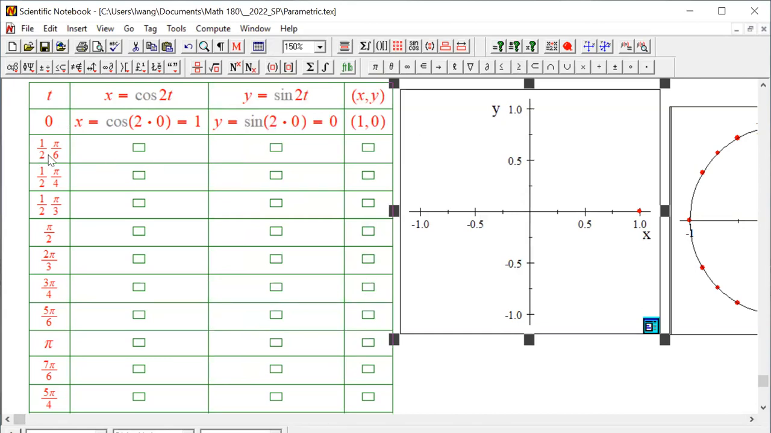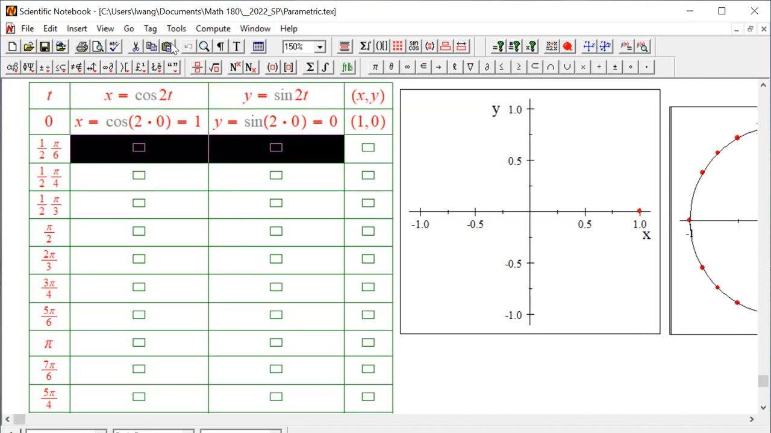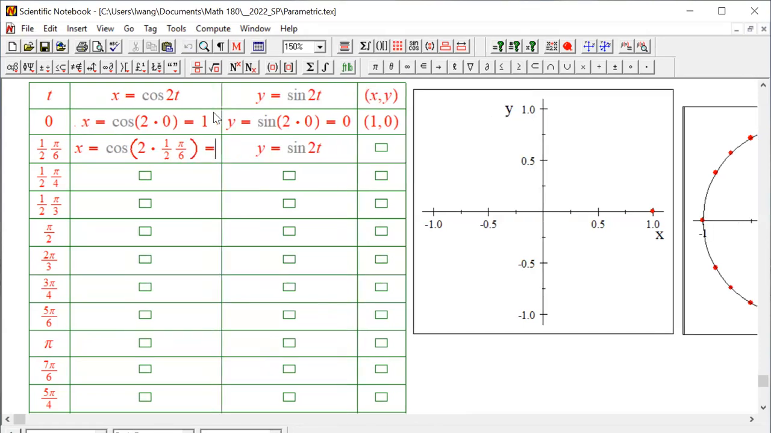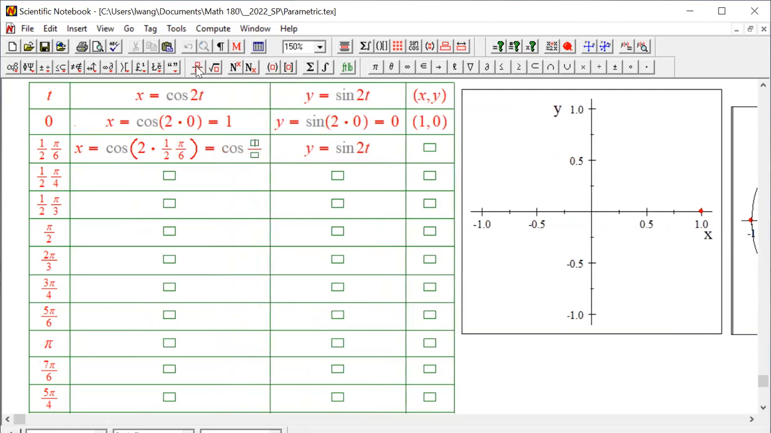But at half of pi over 6, I'm going to calculate the x and y. Since t equals half of pi over 6, this t is going to be replaced by half of pi over 6. So 2 times half times pi over 6 is going to equal cosine pi over 6.